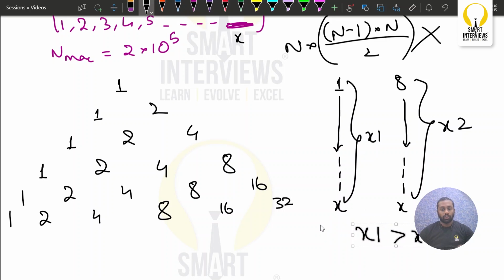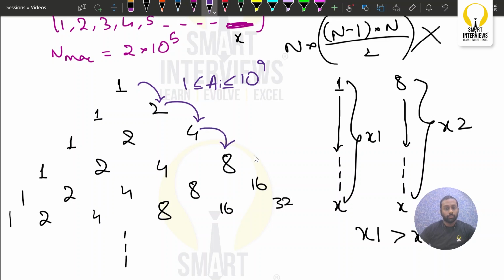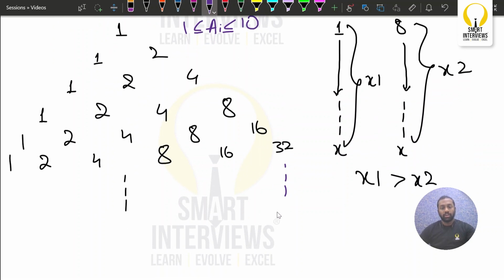This will keep going on until I reach the maximum value of a of i. Maximum value of a of i is 10 power 9. A of i lies between 1 to 10 power 9. If you observe, these are nothing but powers of 2. That means if I keep increasing, the max element will come out to be some 2 power x value.